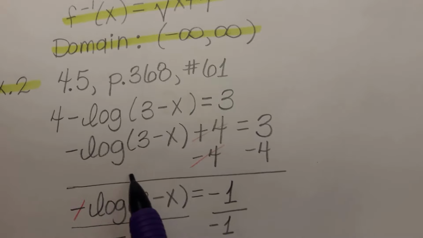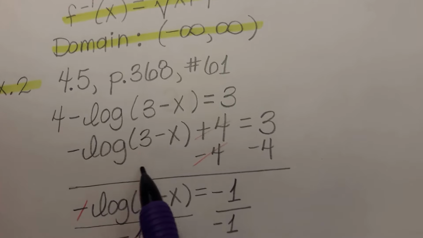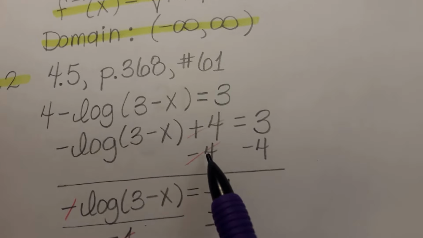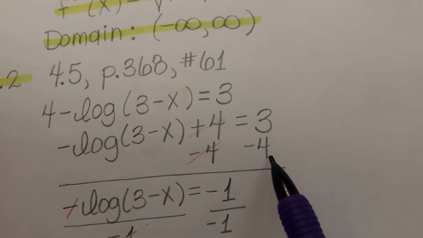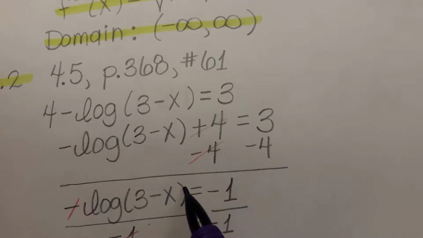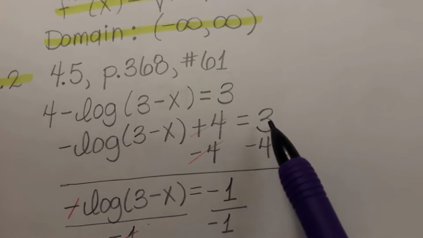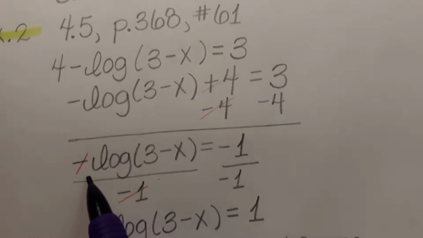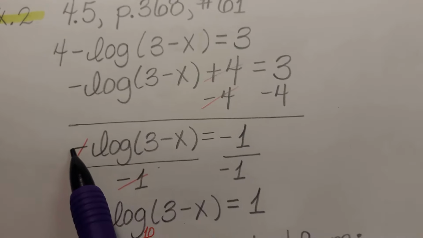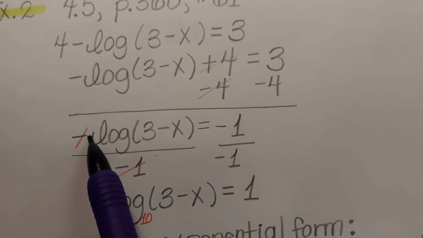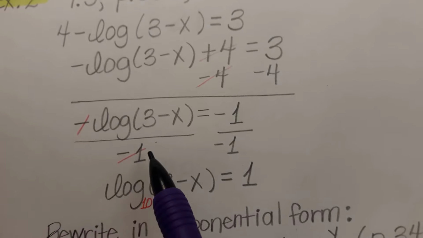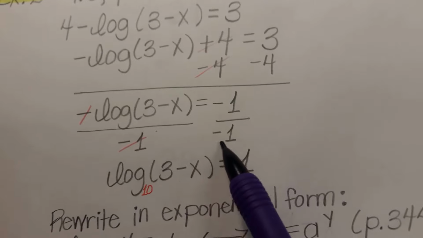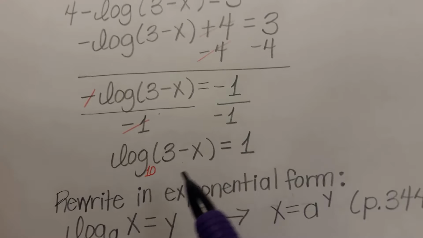My goal is to get the log of 3 minus x isolated as much as possible. So to achieve that, I have to subtract 4 on both sides of my equation. The 4's cancel to 0. 3 minus 4 is negative 1, and I bring my negative sign down. Now, I have to get rid of that negative sign, so it's understood to be a negative 1. We want to divide negative 1 on both sides of our equation. And I know a negative divided by negative makes a positive.